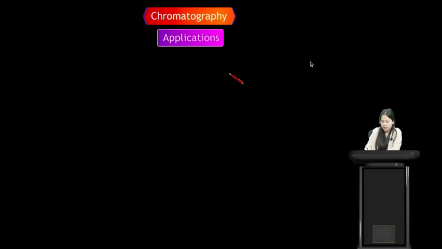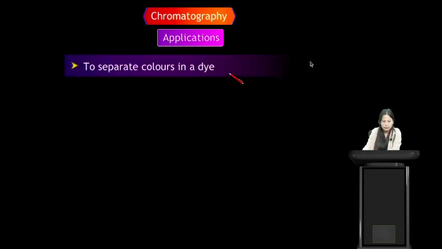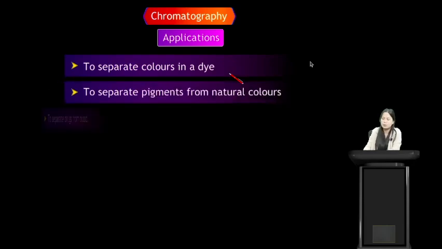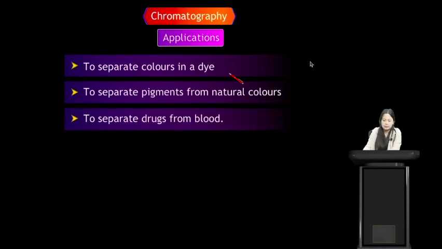Alright students, applications of chromatography. What are some uses or applications of chromatography? Let us see. The first is to separate colors in a dye. The second is to separate pigments from natural colors. And the third is to separate drugs from blood. So these are some of the applications of chromatography.